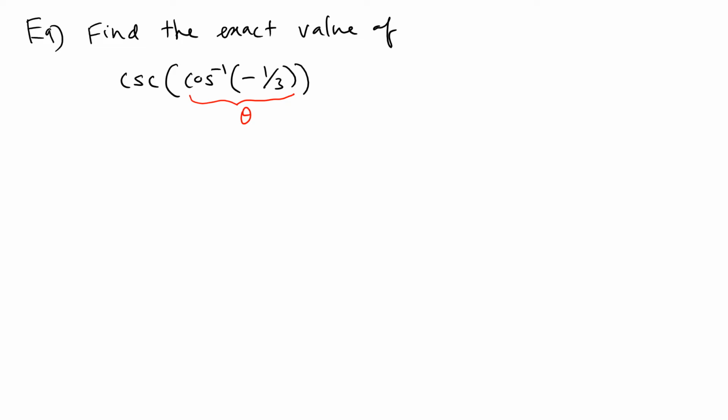So once you do that, you can see what we need is cosecant theta. That's what we're looking for, because if you say the inside part is theta, it's going to be cosecant theta. So the process is exactly the same as before. We're going to say let theta equal cosine inverse of -1/3.